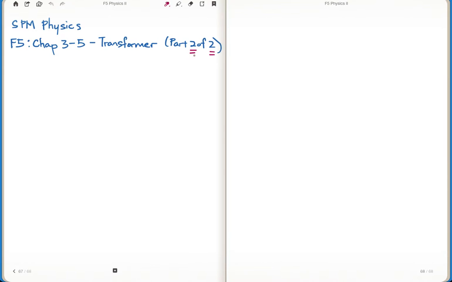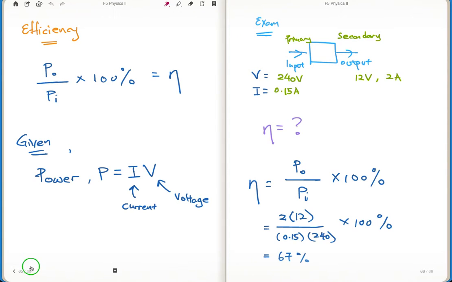This is part 2 of 2 for SPM Physics Form 5 Chapter 3, Transformer. In the previous video, I went through with you how to find out the efficiency, where power has the unit watt, W. Okay, so this is what we have gone through.